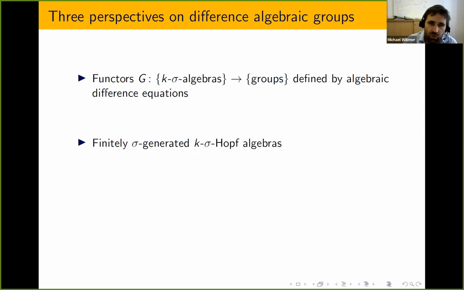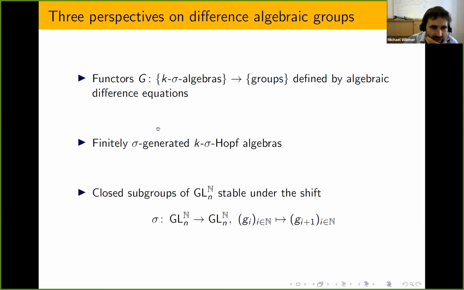The second one is purely algebraic. You have those finitely sigma-generated K sigma Hopf algebras. And then the third one is related to this theorem that you can always embed those groups into GL_n. This is a more dynamical perspective, so that you can always realize those groups inside GL_n. These groups can always be viewed as closed subgroups of, so you're looking at now, sequences of matrices.